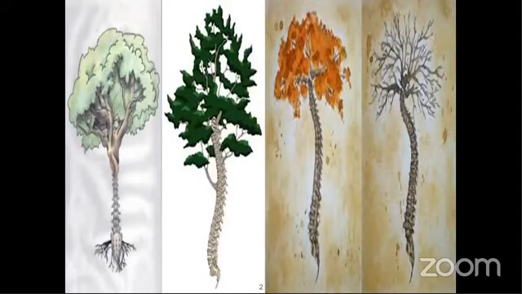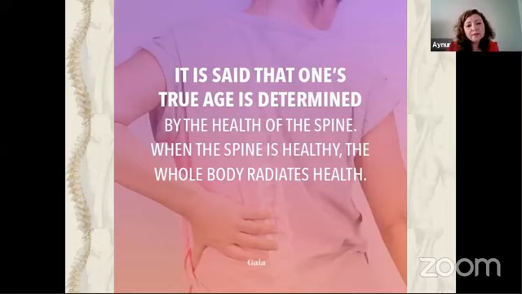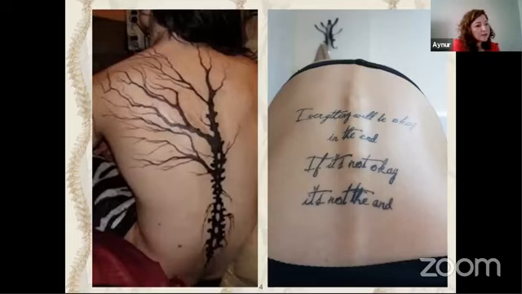Very good. As you see in this slide, like nature, our spine also has its own seasons: spring, summer, autumn, and winter time. We must take care of our spines because they say that one's true age is determined by the health of the spine. When the spine is healthy, the whole body radiates health. Now you can see two images here. The one on the right side is my own patient's back view. As it is written on her back, everything will be okay in the end. If it is not okay, it is not the end.